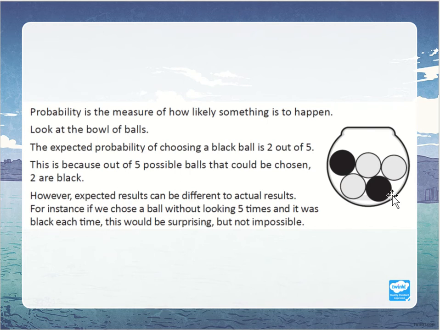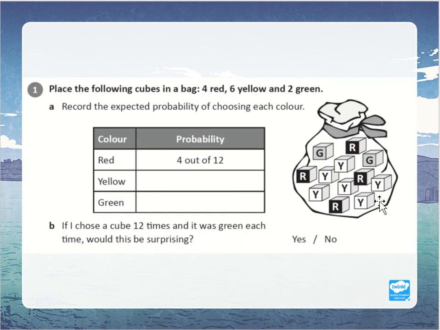Okay, so here it says the expected results can be different to actual results. For example, if you choose a ball without looking 5 times and it was black each time, it might be surprising because there are 3 white or grey ones compared to the black ones, but it's not impossible. The probability of choosing the black ball is 2 out of 5. Okay, so let's have a look at this one.